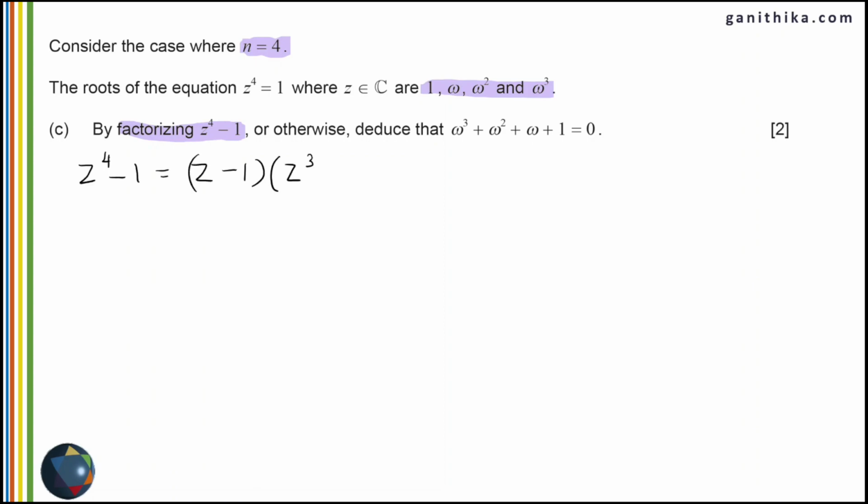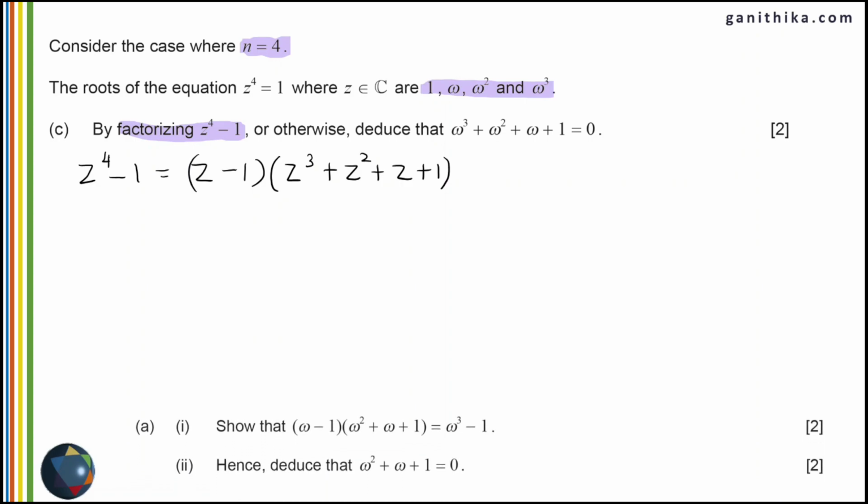I'm going to factorize this in this way, z minus 1 times a cubic. Why am I doing this? Because if I look at question A1, I can see that z cube minus 1 is factorized as a linear factor times a quadratic factor. So even though I can factorize z power 4 minus 1 as z square minus 1 times z square plus 1 and so on, you can do the factorization in many methods, but this will be the most appropriate method in this question because it follows the pattern from question A. So always remember to follow the pattern in these questions.